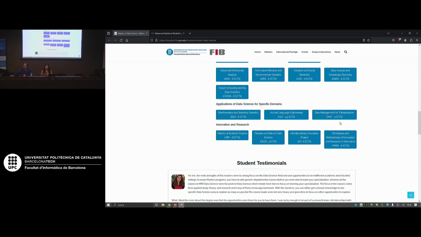Applications, right now we have 3 courses: statistical genetics, language engineering, and data management for transportation. And for innovation and research we have 4 courses, about one course purely into research. The other one is an interdisciplinary innovation project. This is a project with other universities, people with other backgrounds, not even computer scientists, that you need to collaborate with to give a solution to whatever problem they have. Okay? Ethics and viability of business projects. If you have an idea and you want to start a data science project, how to measure if from a business perspective this project is viable, right? You can make profit out of it.